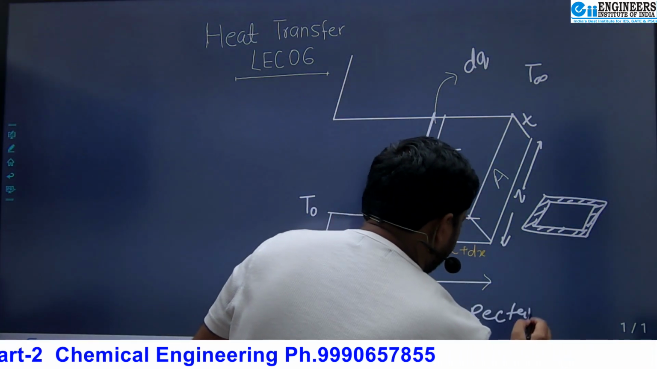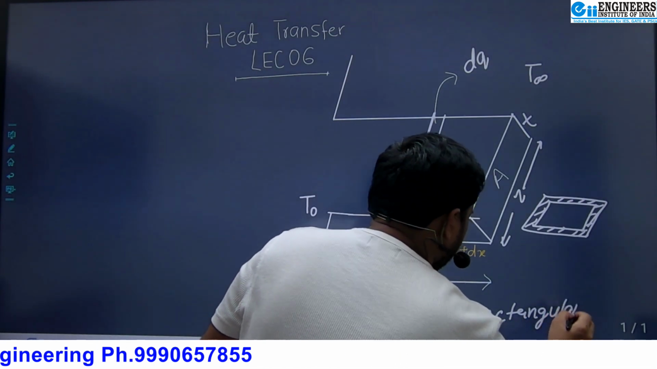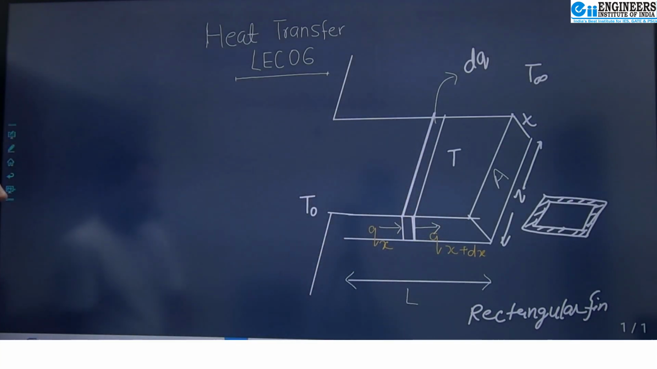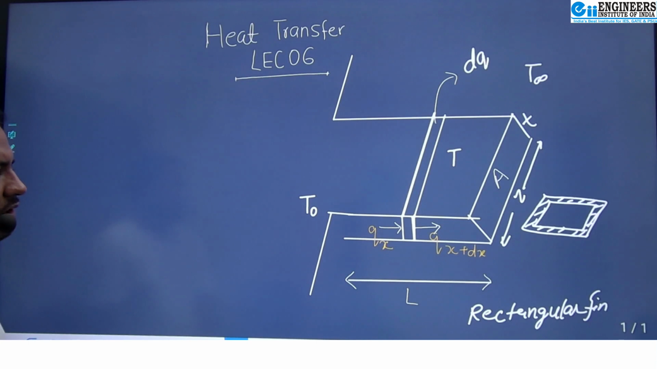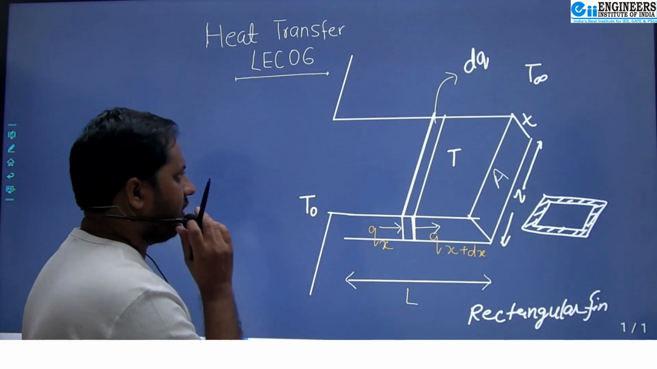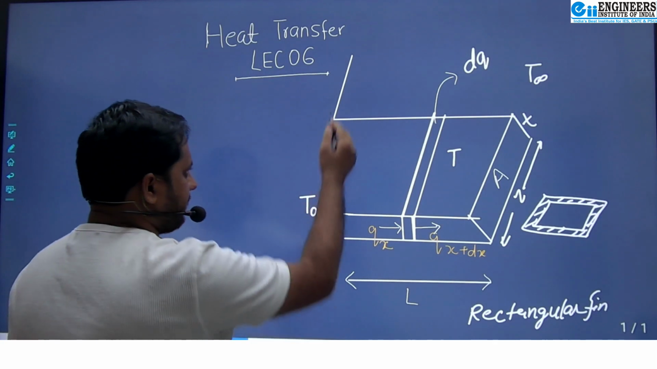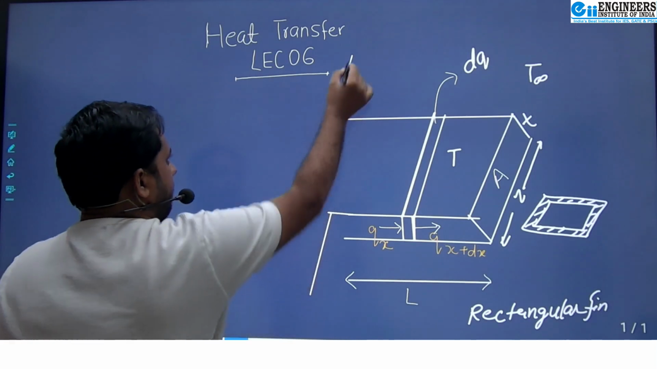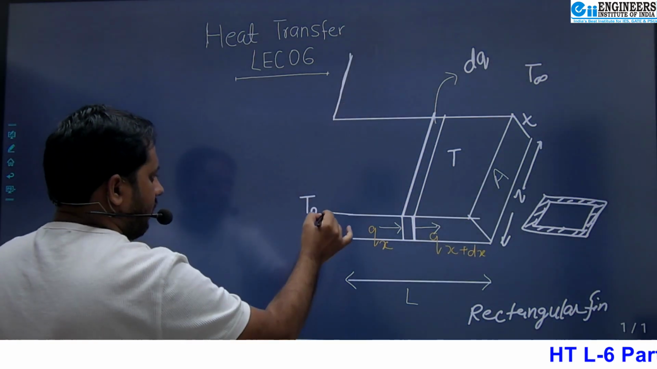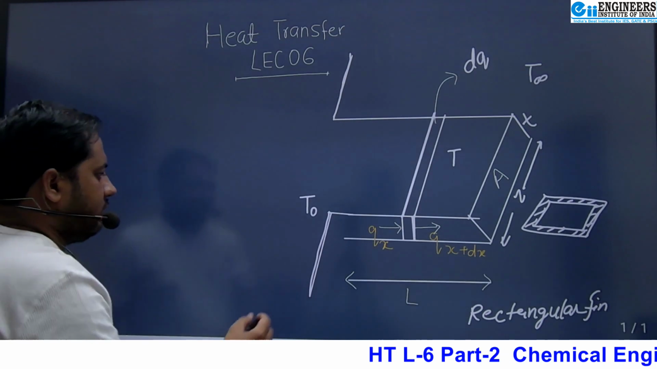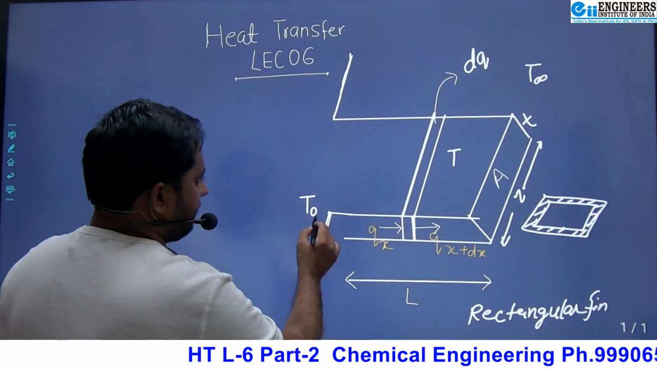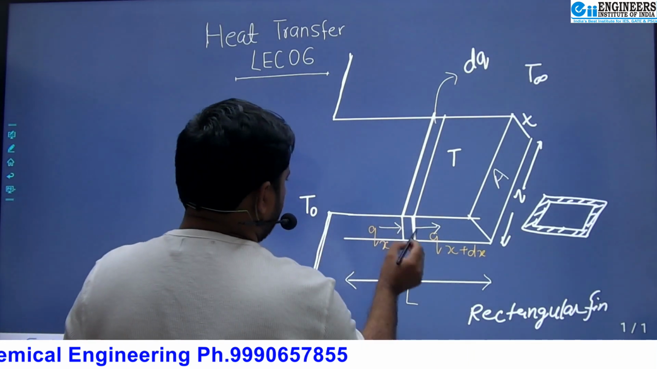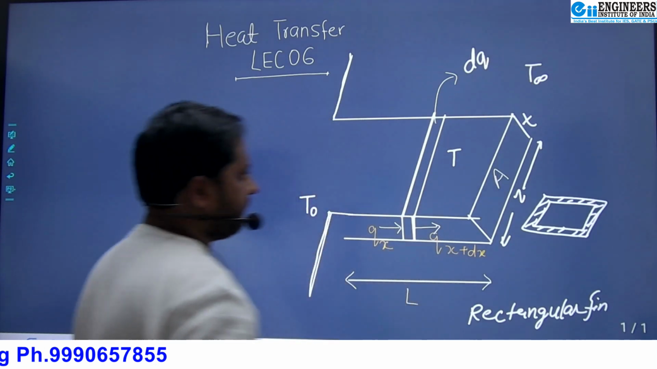this is a rectangular fin. Here we are trying to find the general expression for how the temperature varies in a rectangular fin when it is connected, suppose, to the body of an equipment. Suppose this is the body of the equipment, and this rectangular fin is connected in such a way that whenever heat is conducted through it, it is convected away by convection.